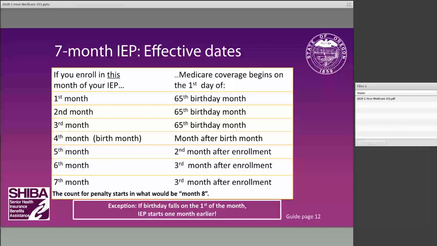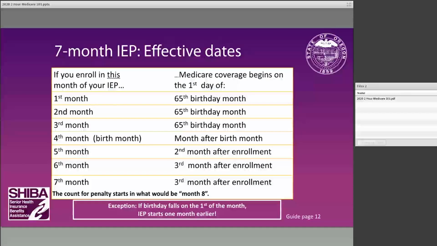So here's that chart I was referencing. If your birthday, let's just say your birthday is in September, and so your birth month is the 4th month, September, and you have June, July, and August. Get a running start in order for you to have a September 1 start date. If you wait till September, now you're going to have an October 1 start date because you waited till the month that you were 65. If you wait until the months after you turn 65, now your start date is going to be pushed out even further.